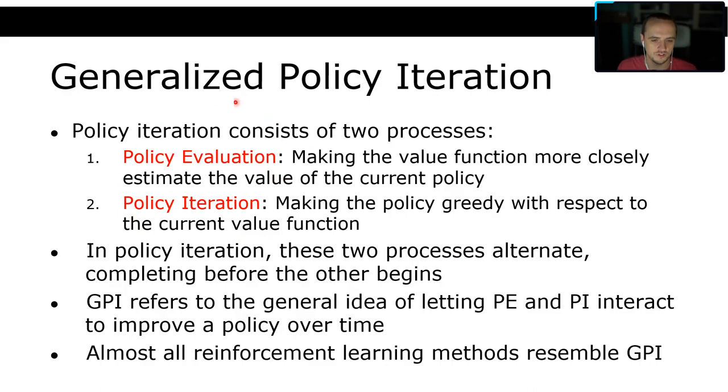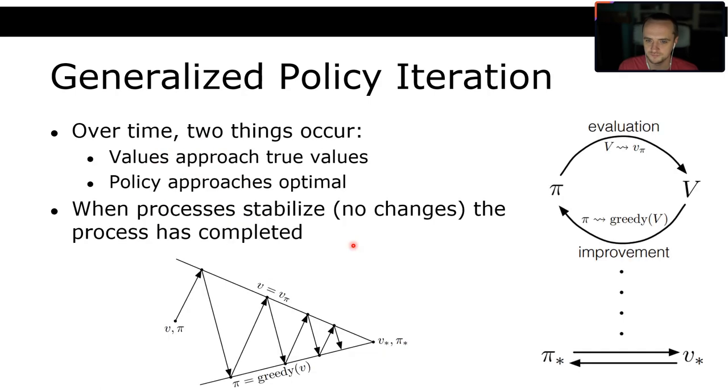Okay, so almost all of reinforcement learning does this, where it evaluates a policy and then it iterates that policy. And here's what that looks like. So over time, two things are occurring. Our values go from our initial, like zero, estimates to their true values, and our policy is going to approach the optimal policy. So if we look over here, this is the process of GPI.